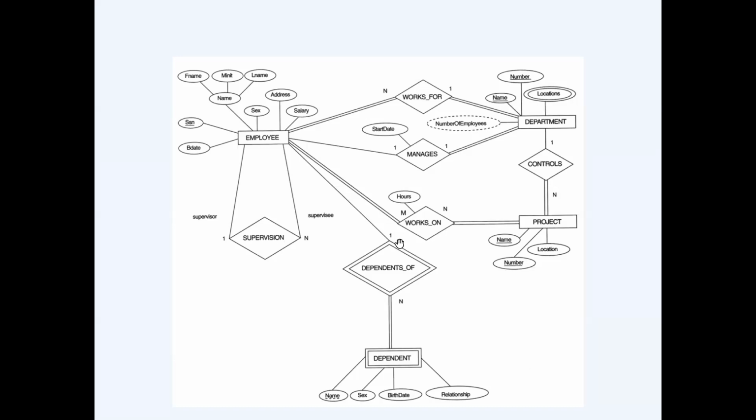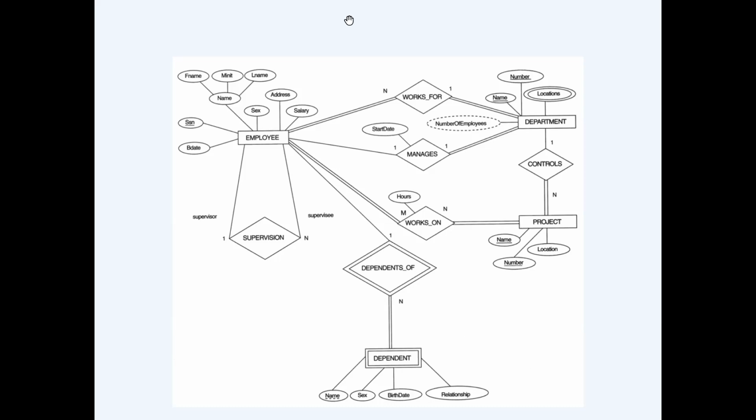Let me explain the third one. Employees work on projects. If you take a particular employee, he can work for many projects, so that's the N here. If you take one project, it can have many employees, so you have M here. Which means this is known as a many-to-many relation. So we can represent, when you take a relation, whether it's one-to-one, one-to-many, or many-to-many.